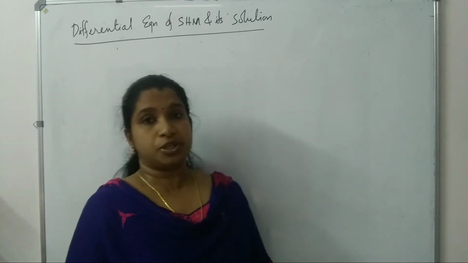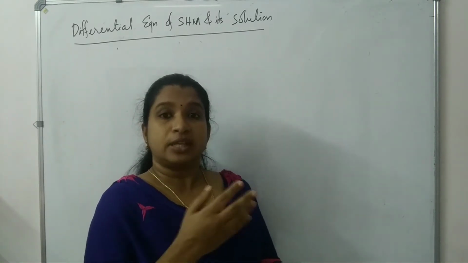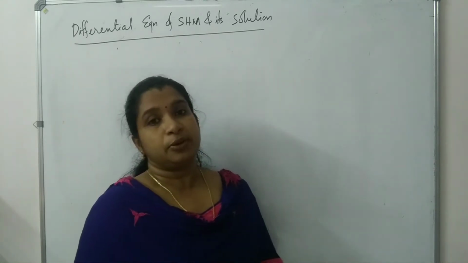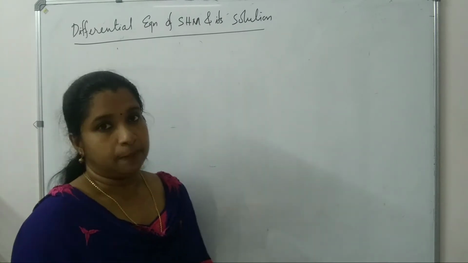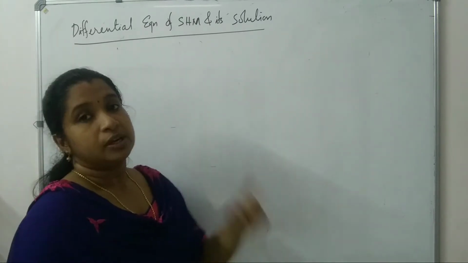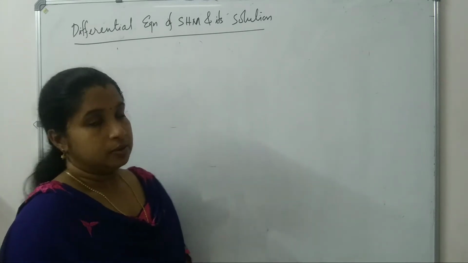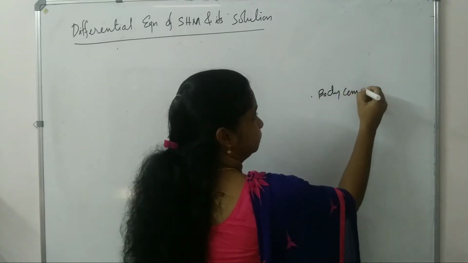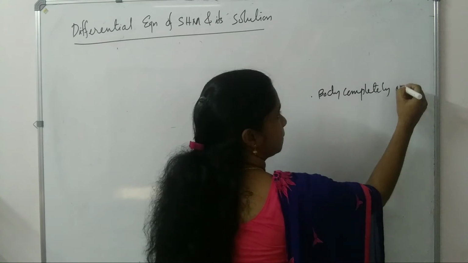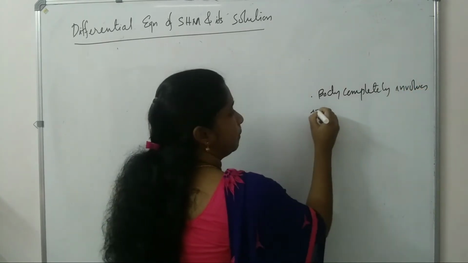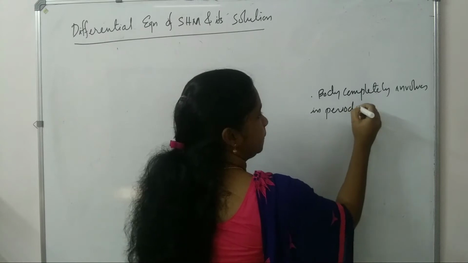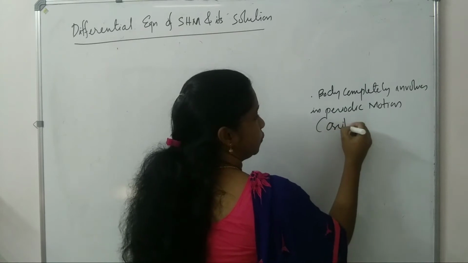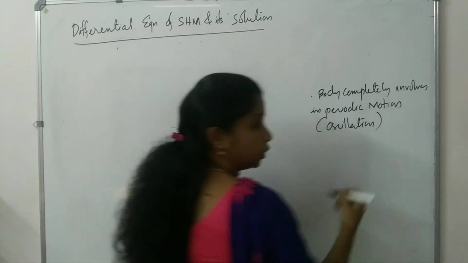In periodic motion, if the body is completely involved in the motion, it is called oscillation. If only some parts of the body are involved in periodic motion, it is called vibration. Here we are going to discuss one kind of oscillation, where the body is completely involved in periodic motion. We can generally classify oscillation into three categories.